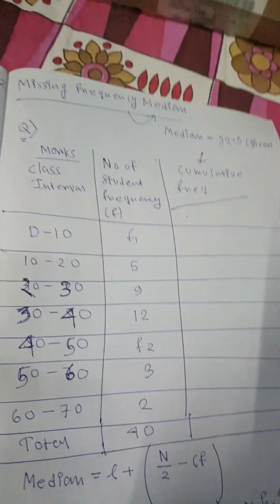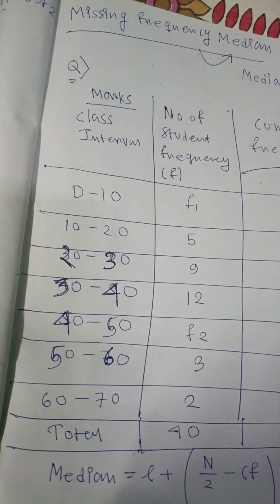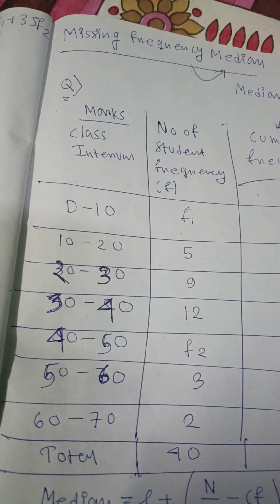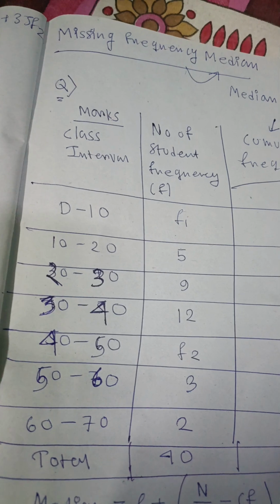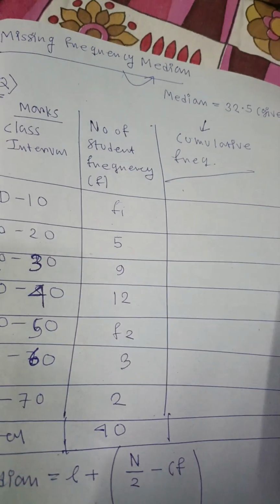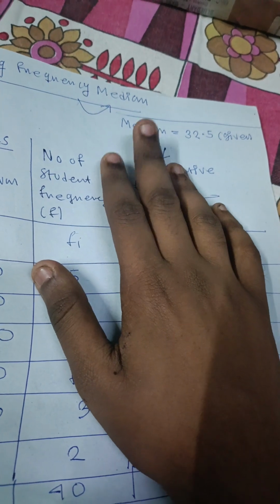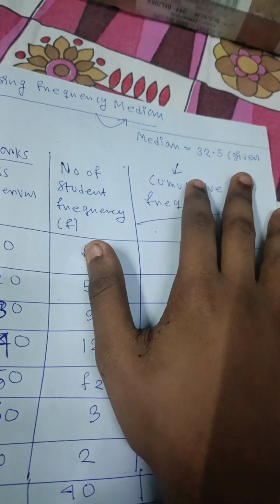So in the previous part we have seen how to get our missing frequency from the median. So in this section we're going to deal with how we can find out the missing frequency with the help of median. Okay. So here is the question statement. From here the question statement is starting. So the given question is, if the median is 32.5, that is given.